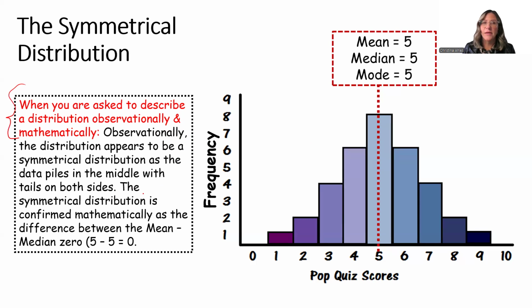So I said this symmetrical distribution is confirmed mathematically as the difference of the mean minus the median is 0. As you notice, I have the little calculation here. There should be a parenthesis there. But the mean minus median is 0, so that confirms your symmetrical distribution. The reason you know this is because up here at the top I've got those measures of central tendency in a little box for you to be able to calculate that. And you would not use the mode. It's just the mean and median for that.